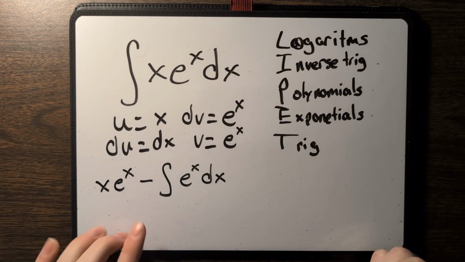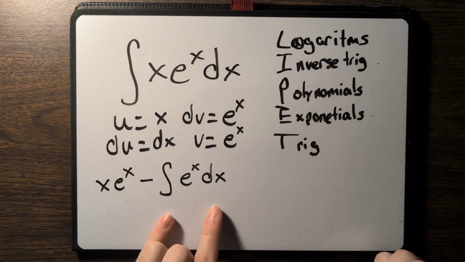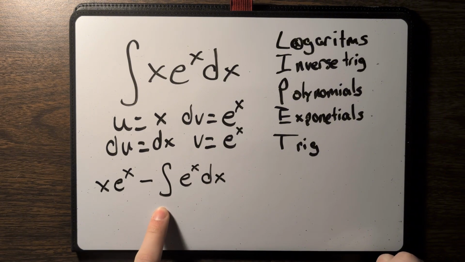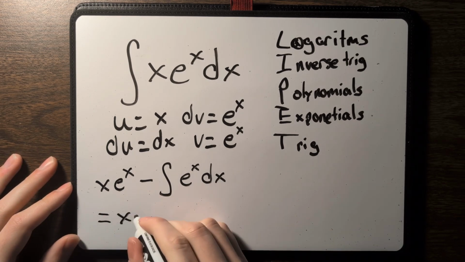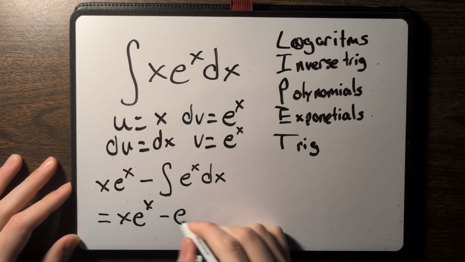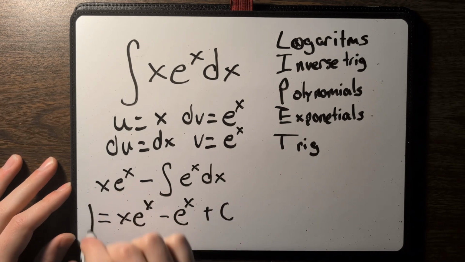All right. Now this is solved. All we have to do is solve this integral. Well, that's easy. We just did it. The integral of e to the x is just e to the x. Therefore, this is our answer.